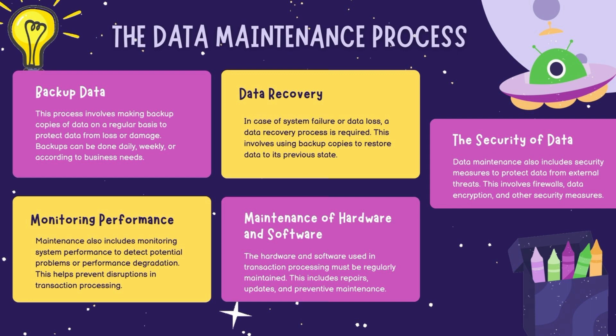The third is monitoring performance. Maintenance also includes monitoring system performance to detect potential problems or performance degradation. This helps prevent disruption in transaction processing. The fourth is maintenance of hardware and software. The hardware and software used in transaction processing must be regularly maintained. These include repairs, updates, and preventive maintenance.